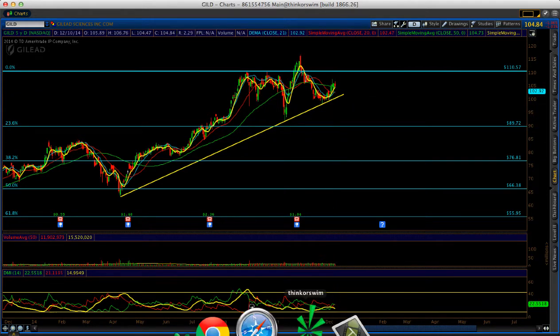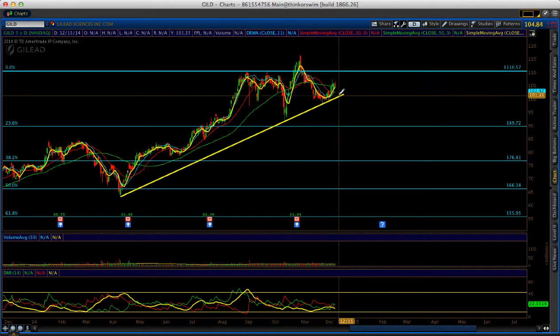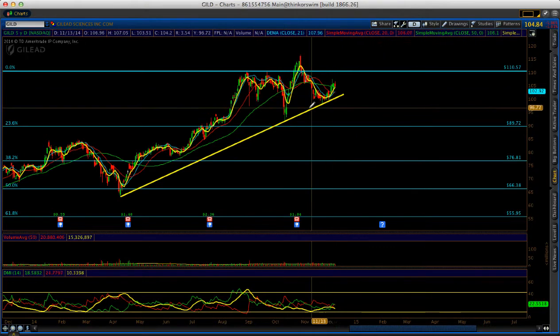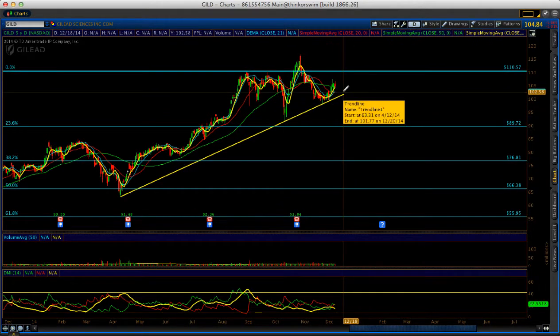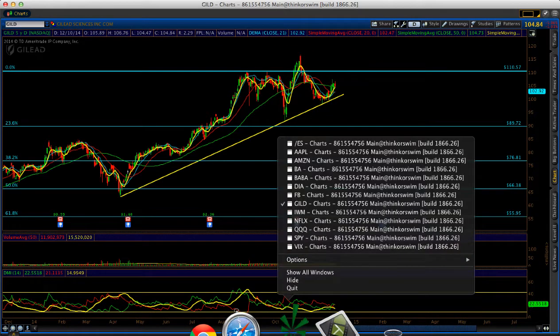So now the DMI is bullish, but it's not strong. So I think we might still move sideways right here, holding this trend line, and later we're probably going to bounce with the market. If the SPY bounces, if the whole market bounces, this thing can go higher to 110, break out the level and go to 120. So keep an eye on JNJ.